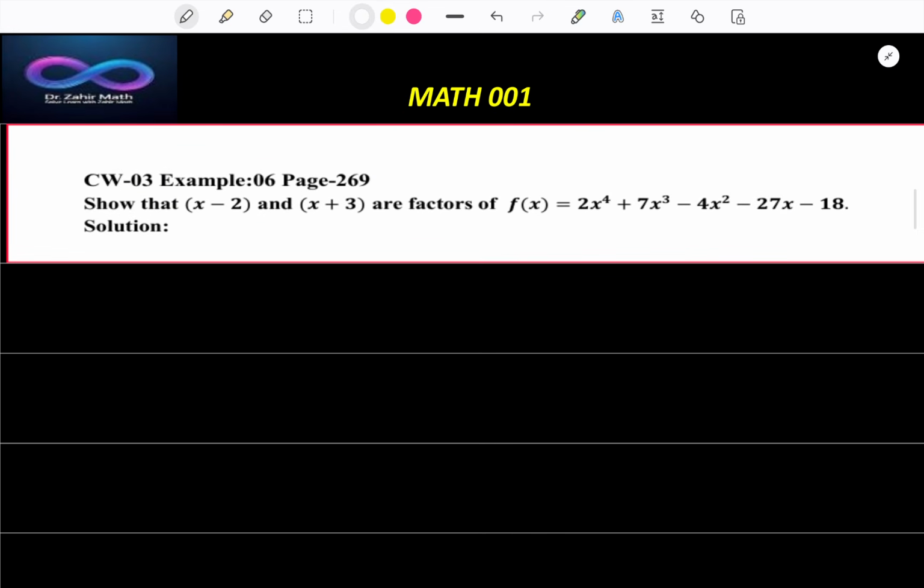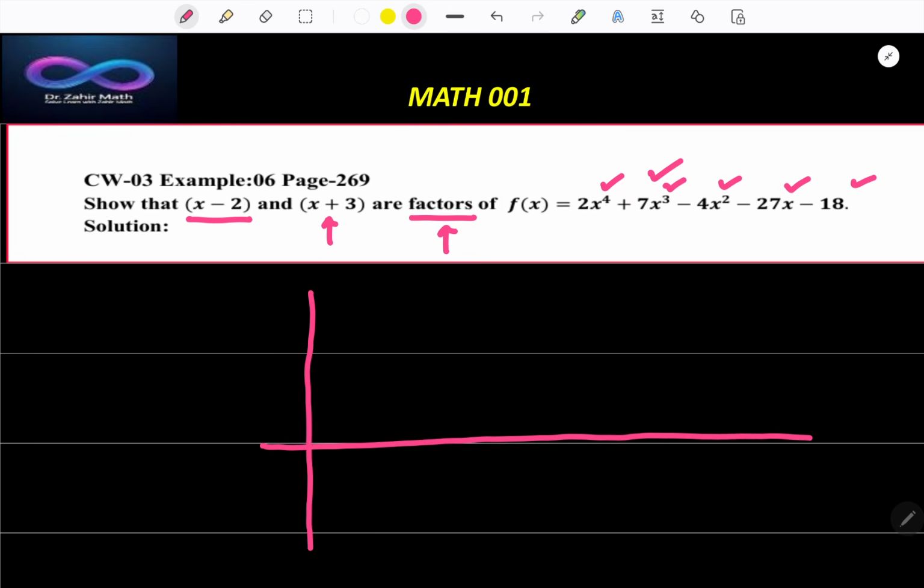Show that x minus 2 is a factor. x minus 2 is a factor. x plus 3 is also a factor for this equation. When I say factor, you have to get the last column as what? 0. Okay. Check now. Order 4, 3, 2, 1, 0. Okay. Make a line. Synthetic division. Right. So it's 2, 7, negative 4, negative 27, negative 18.